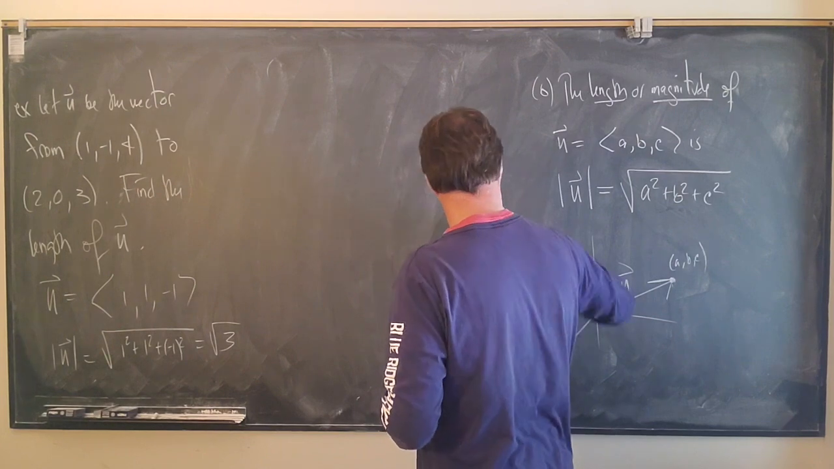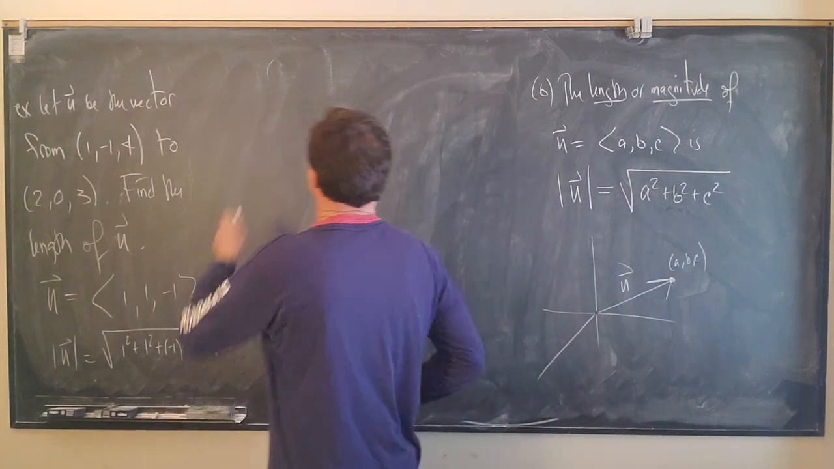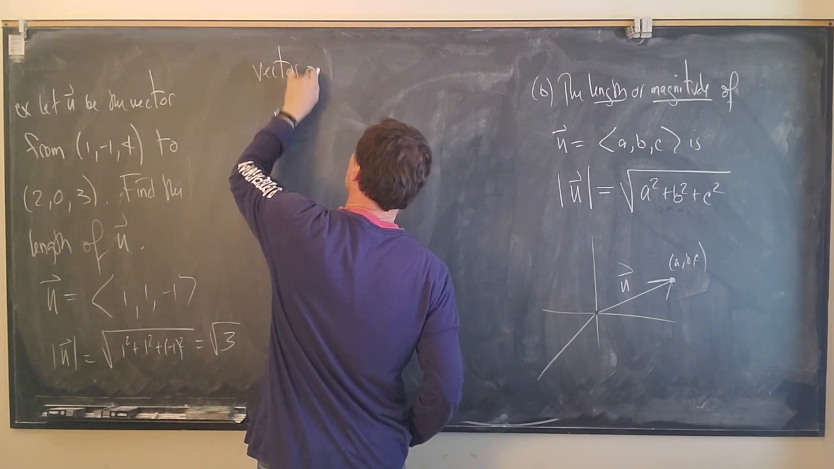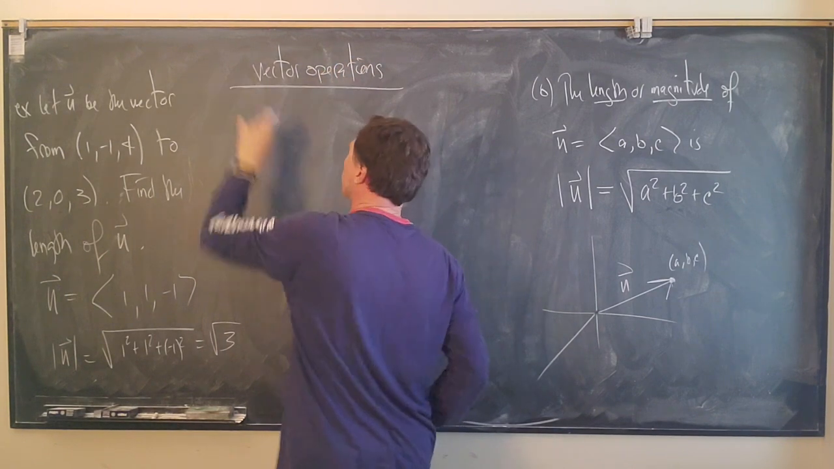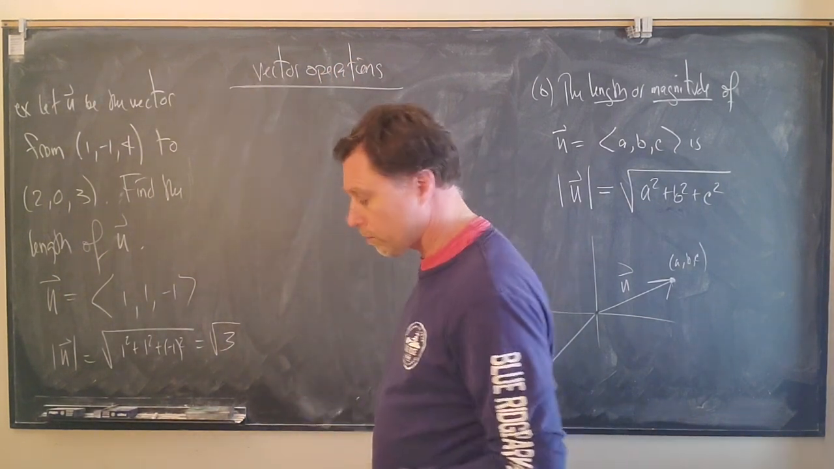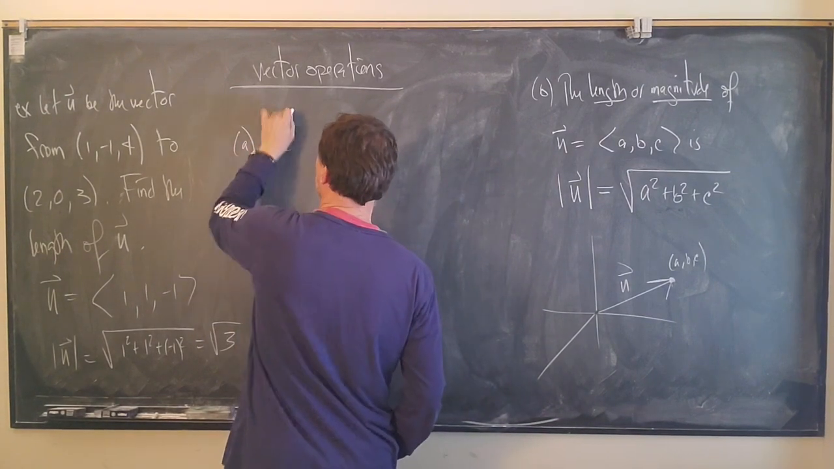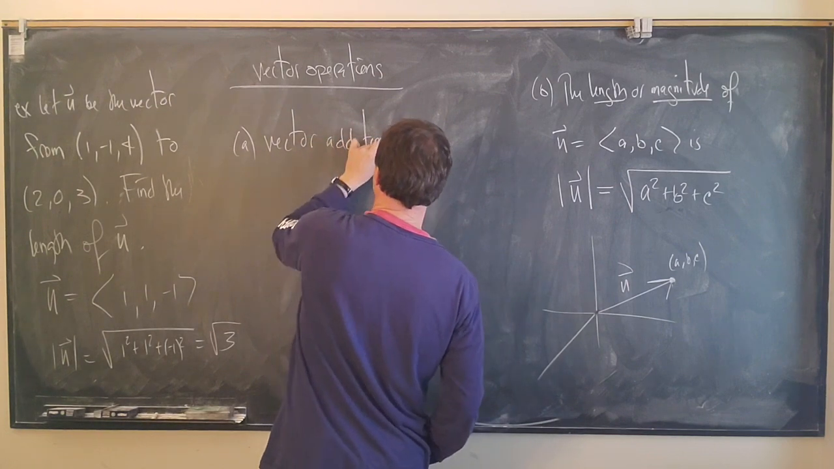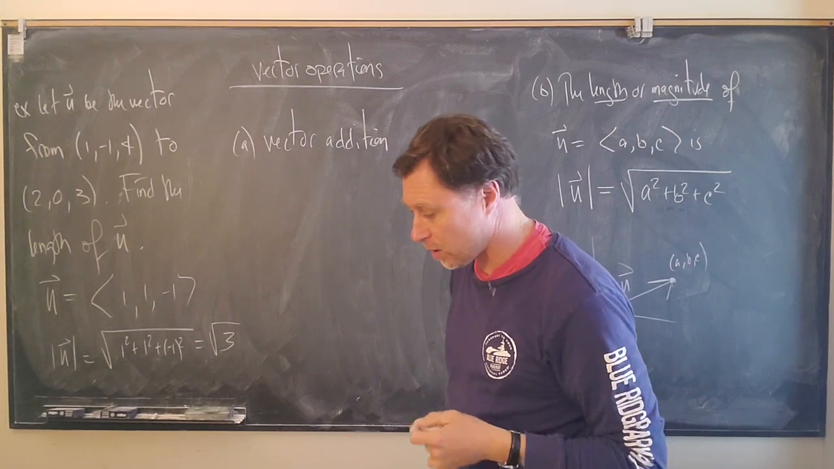When you have a vector, there are certain operations you can do with your vectors. So now let's talk about some vector operations. The first one is called vector addition. If you have a couple of vectors, you can add them together.